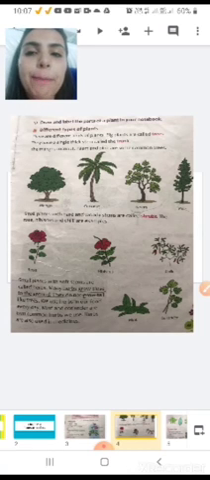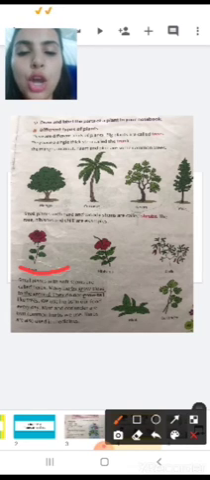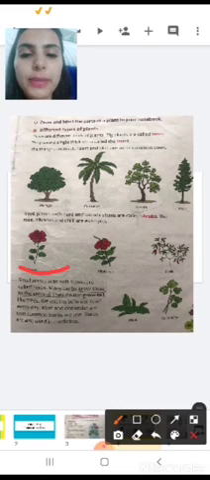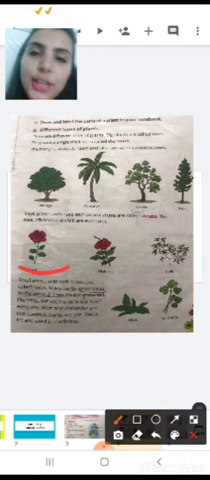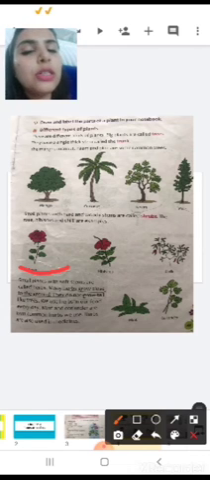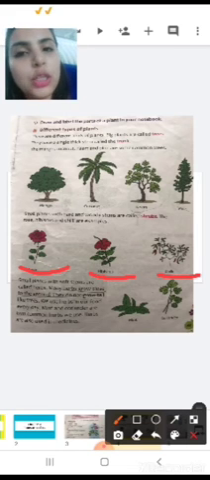The examples of shrubs are rose, hibiscus and chili. The chili plant, the rose plant, and most of you have seen the hibiscus. These are the small plants which are called shrubs.